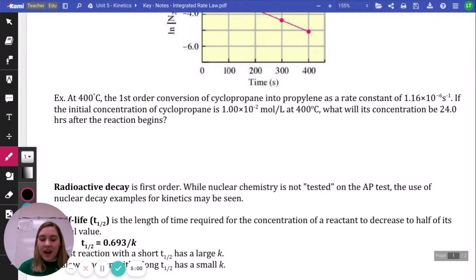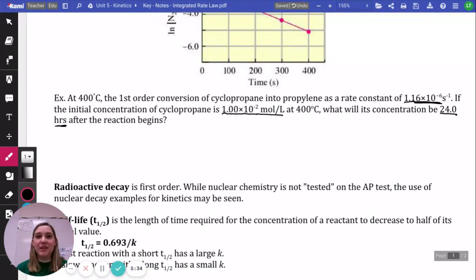Okay. So it says, at 400 degrees Celsius, the first order conversion of cyclopropane into propylene has a rate constant of 1.16 times 10 to the negative 6 seconds. So that's going to be our rate constant. If the initial concentration of cyclopropane is 1.00 times 10 to the negative second moles per liter at 400 degrees Celsius, what will its concentration be 24 hours after the reaction begins?